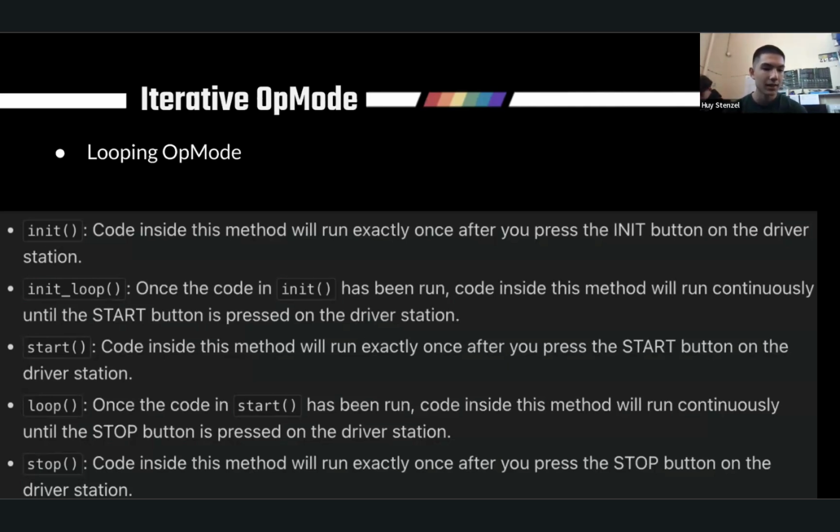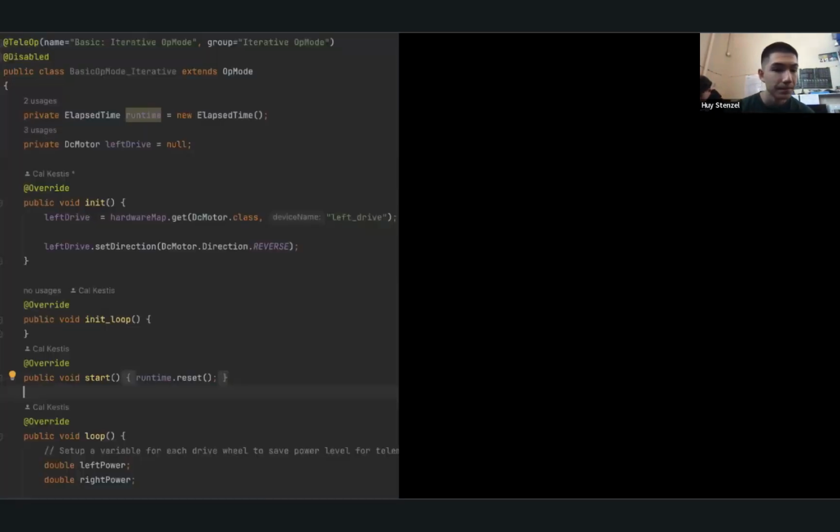So generally, you want to put your initialization in the init method. So you would have init and then curly brackets and all your variables being initialized in the init method. Okay. And I'll just go from the top here. So you have your information for the driver station. That's just like before, it's the name of the op mode and where to put it in your driver station. This program is disabled, so it won't appear in the driver station. So make sure you get rid of that line if you want it to appear.